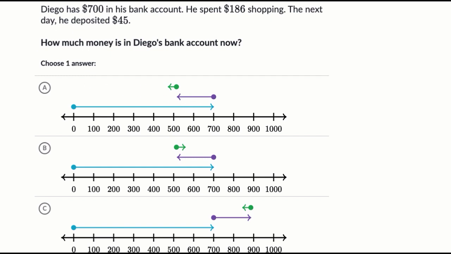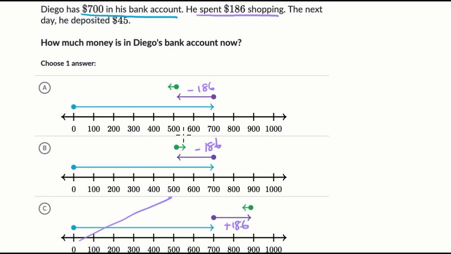So let me color code it. The $700 in the bank account, it looks like they all show that. Goes from 0 to 700 right over there. Spent $186. So if you're spending it, that would go out of the bank account. So that should decrease the number. So this purple line, it looks like we are subtracting 186 here. Looks like we're subtracting 186 here. This one doesn't make sense. It looks like we're adding another 186. So I'm going to rule this one out already.